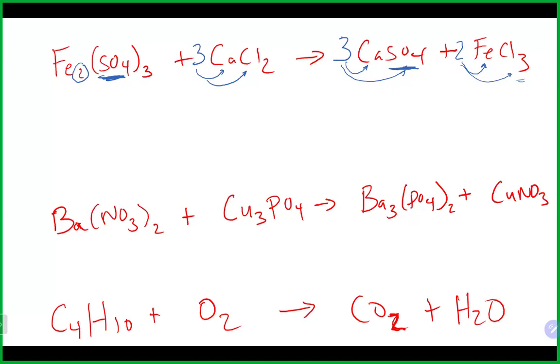Now, if I look at the next one, I do have a couple of polyatomic ions. I got nitrate on both sides. I also have phosphate on both sides.